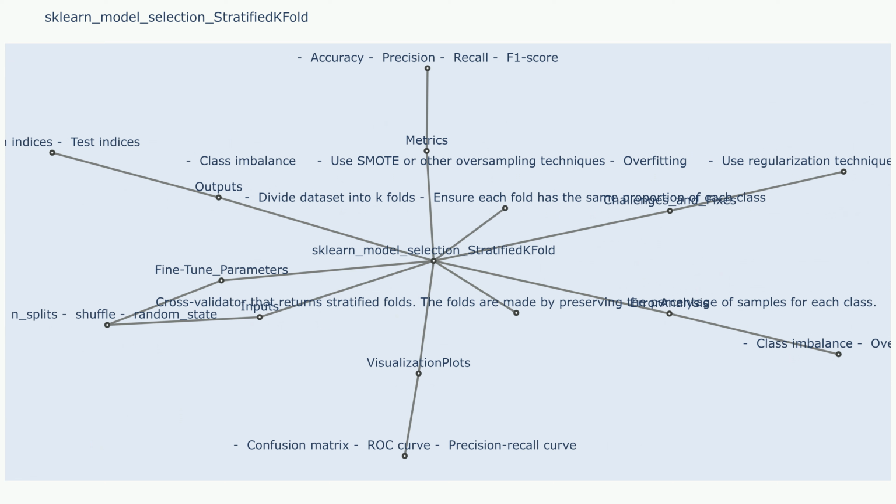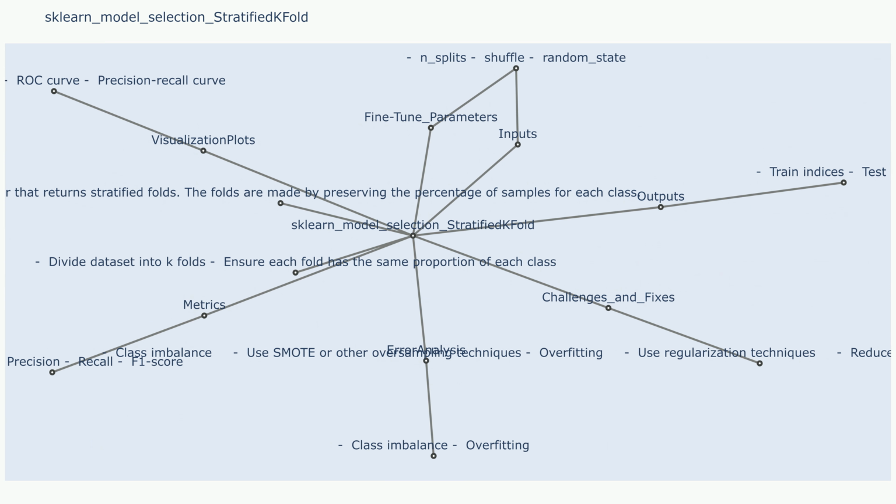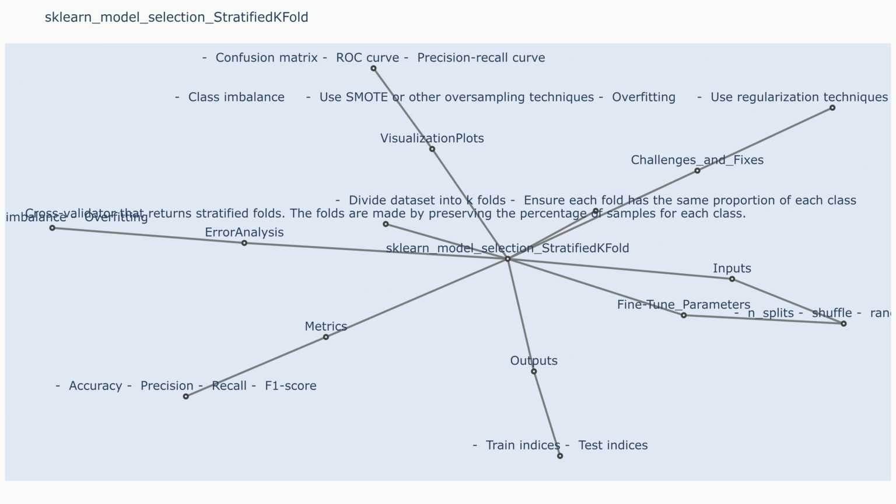Challenge 2: small sample size. If the sample size is small, then the cross-validation results may be unstable. Sample use case that resulted in challenge 2: a dataset with only 100 samples. Fixes to challenge 2: increase the sample size if possible, or use a different cross-validation method such as leave one out cross-validation.